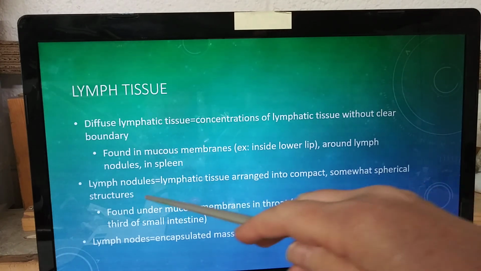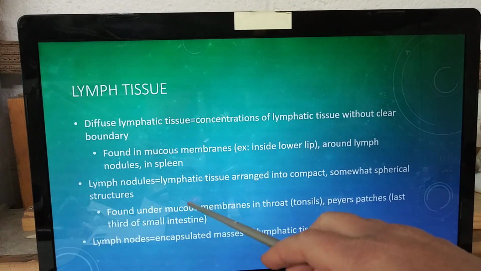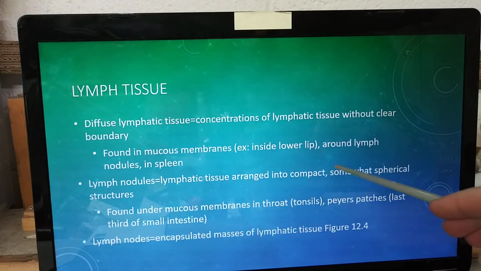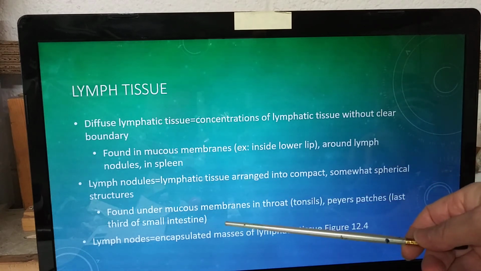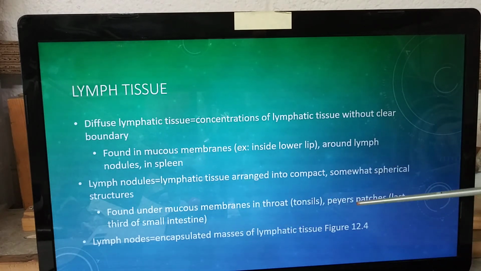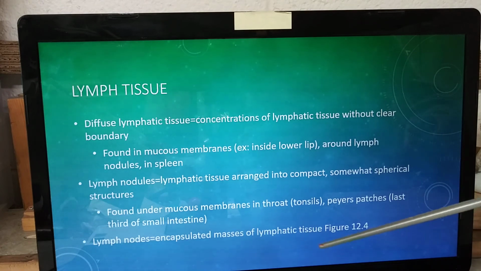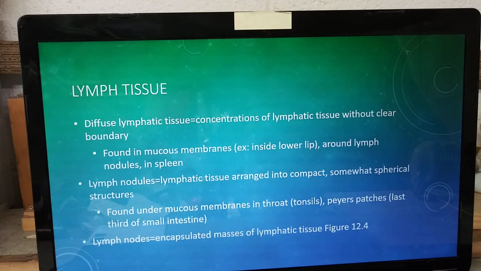We also have the lymph nodules. Now this is lymphatic tissue that's arranged into a compact, somewhat spherical structure found under the mucous membranes in the throat, the Peyer's patches, which are in the small intestine, also in your appendix.